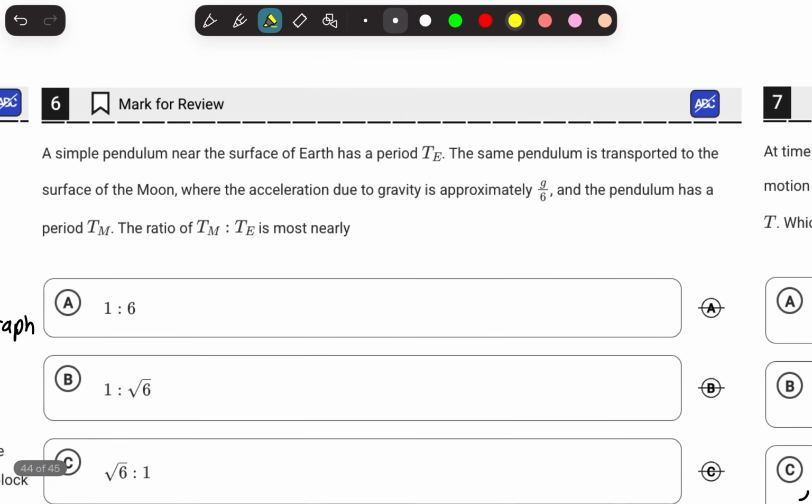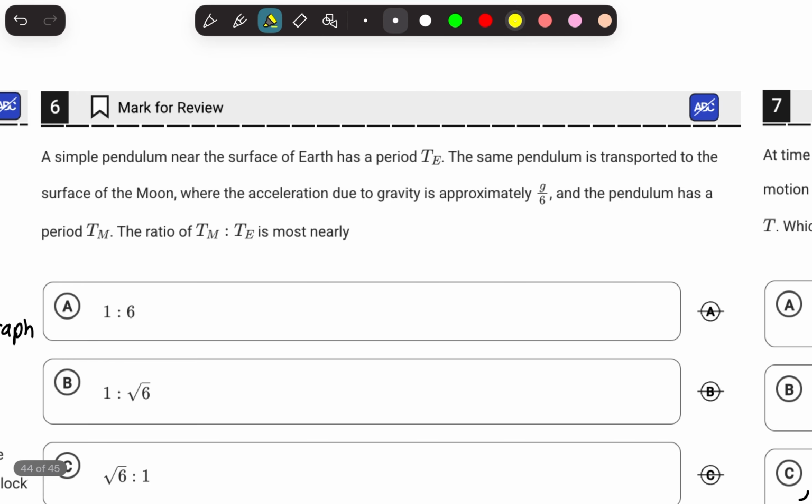Now, for your next question, you have a simple pendulum near the surface of Earth that has a period of Te. The same pendulum is transported to the surface of the moon, where the acceleration due to gravity is approximately g divided by 6, and the pendulum has a period of Tm. The ratio of Tm to Te is most nearly what? So for this, you're going to have to use some proportional reasoning.